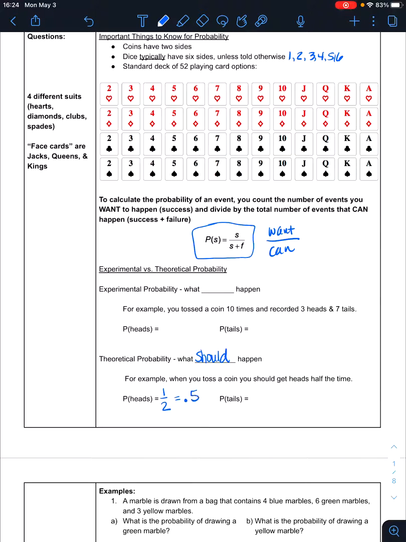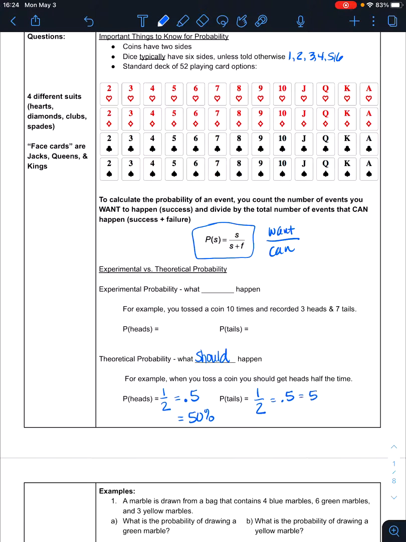You can write this in 3 different ways. You can write it as a fractional probability, 1/2, a decimal probability, which is 0.5, or a percent probability, which is 50%, where you move the decimal 2 places to the right. So we have equal likelihood of flipping a heads or a tails.